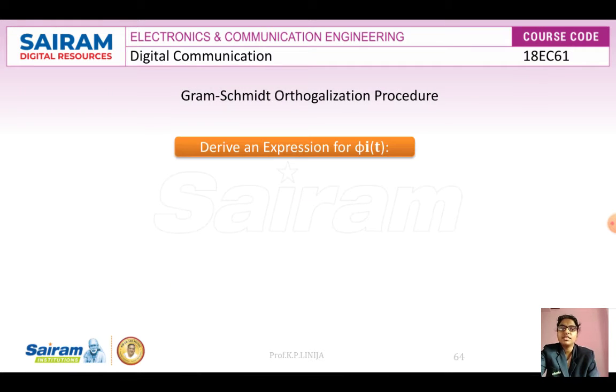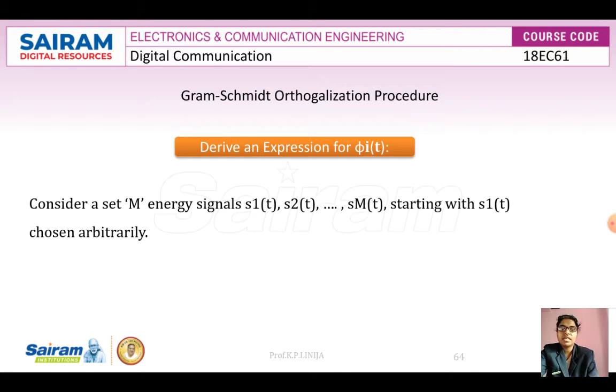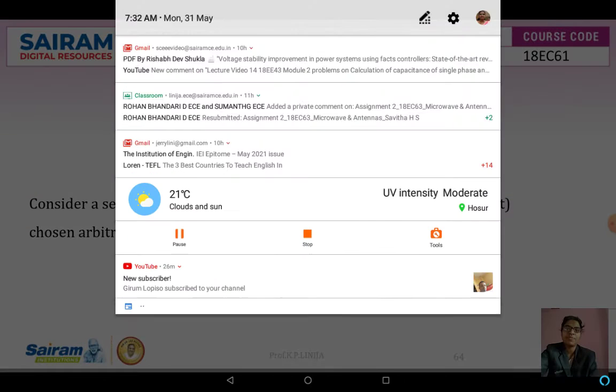First we are going to derive an expression for phi 1 of t, that is the first orthonormal basis function. For this, consider a set of m energy signals, which will be represented by S1 of t, S2 of t up to Sm of t. Starting with S1 of t, it will be chosen arbitrarily.